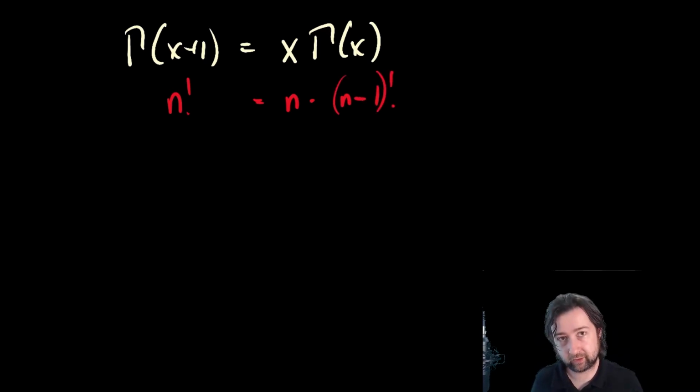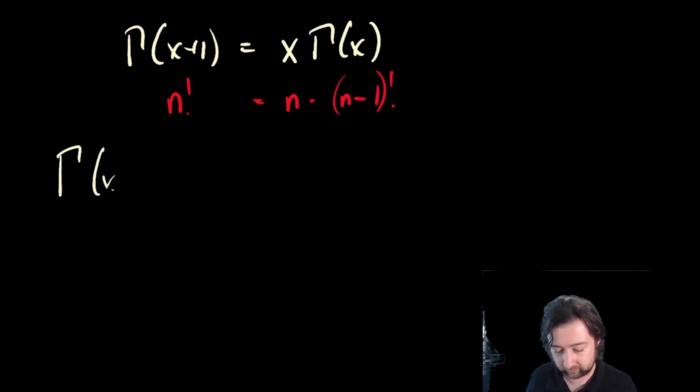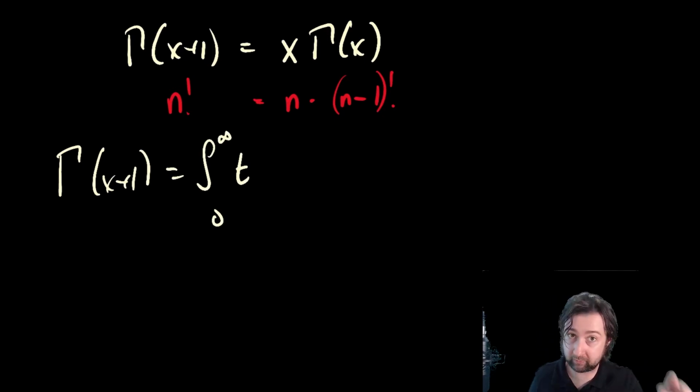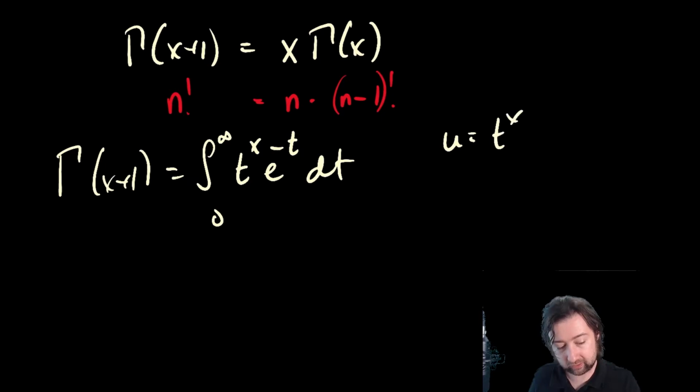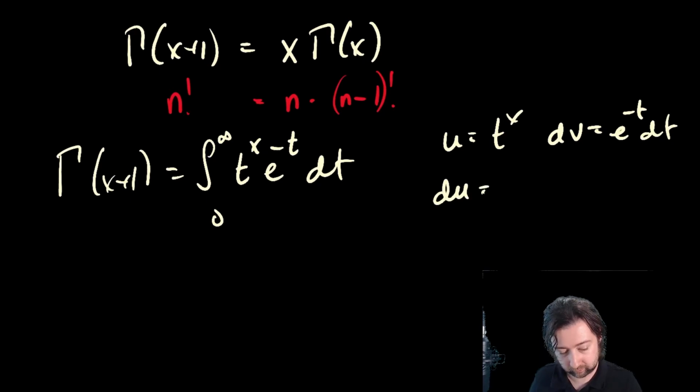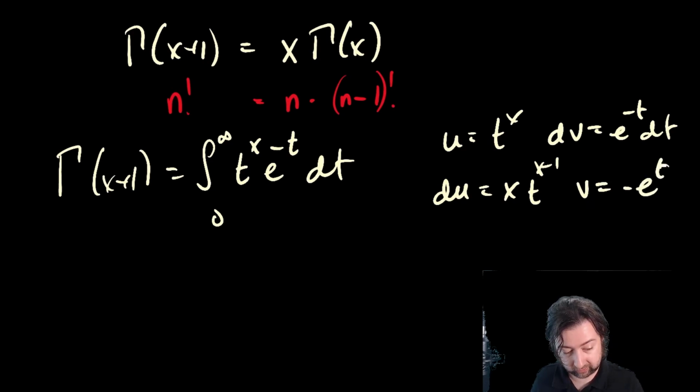So what is gamma of x plus 1? From the definition, gamma of x plus 1 is equal to the integral from 0 to infinity of t to the x plus 1 minus 1, which is just t to the x, e to the minus t dt. And I can do integration by parts with u equals t to the x and dv is equal to e to the minus t. And right here you should see that it's going to work the same way because the x came down in the derivative and we have an x minus 1 right here. v will be e to the minus t dt.